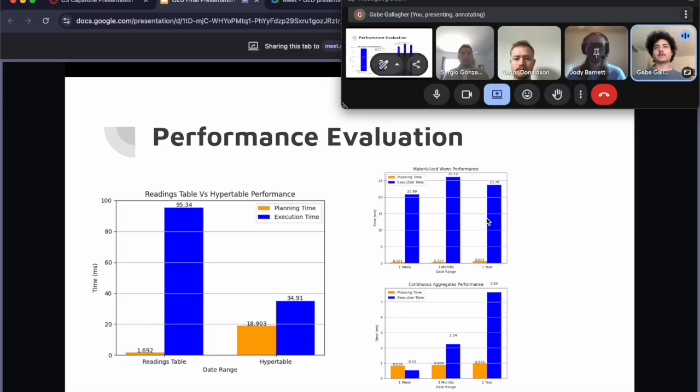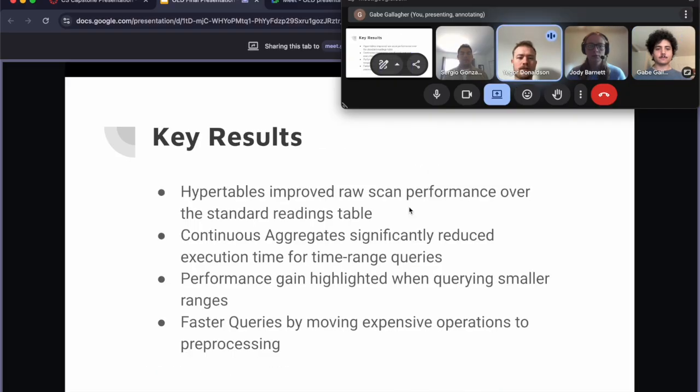If we look at our performance results, we ran benchmarks across 3 different date ranges, that being 1 week, 3 months, and 1 year. The left chart here compares the readings table against the hypertable for raw scans. The hypertable did have higher planning time, but significantly lower execution time. The top right chart shows materialized view performance with execution times ranging from 21 to 26 milliseconds. The bottom right shows the continuous aggregate performance with execution times well under 6 milliseconds across all date ranges, which is a dramatic improvement.